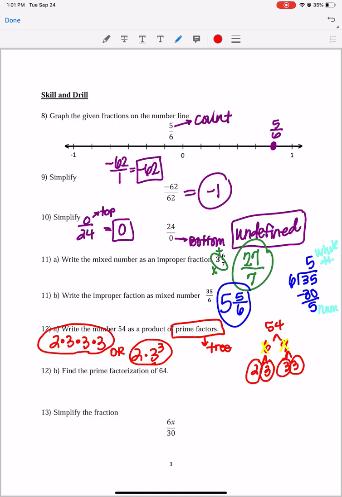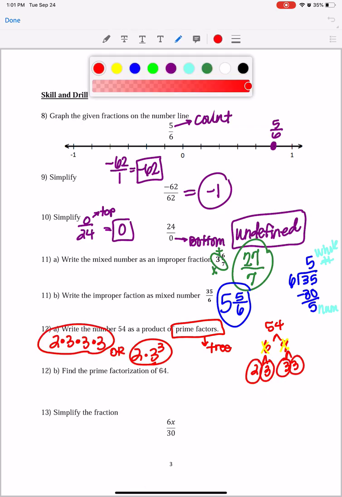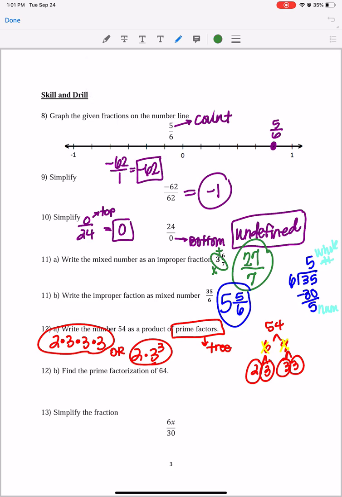So same thing on 12. Find the prime factorization of 64. Again, prime factorization. When we see that, we need to think tree. So 64 is 8 and 8, which is then 4 and 2, 2 and 2, 2 and 4, 2 and 2.